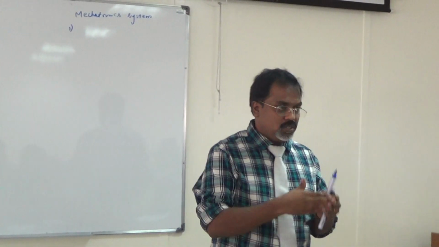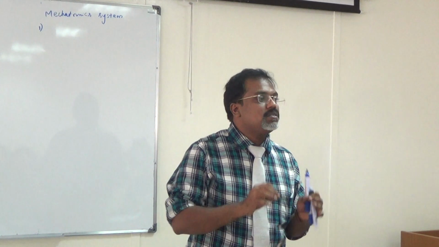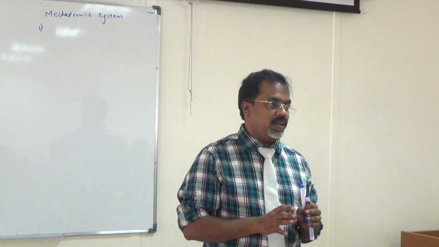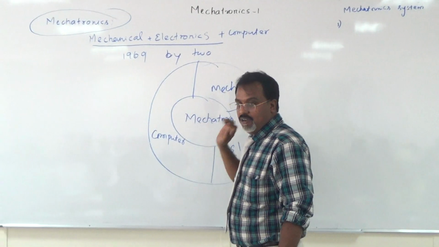Understood? Understood what is meant by a mechatronics system? So the ATM and the automatic door are the best examples of a mechatronics system. So that's why there is computer, electronics and mechanical involved in mechatronics.